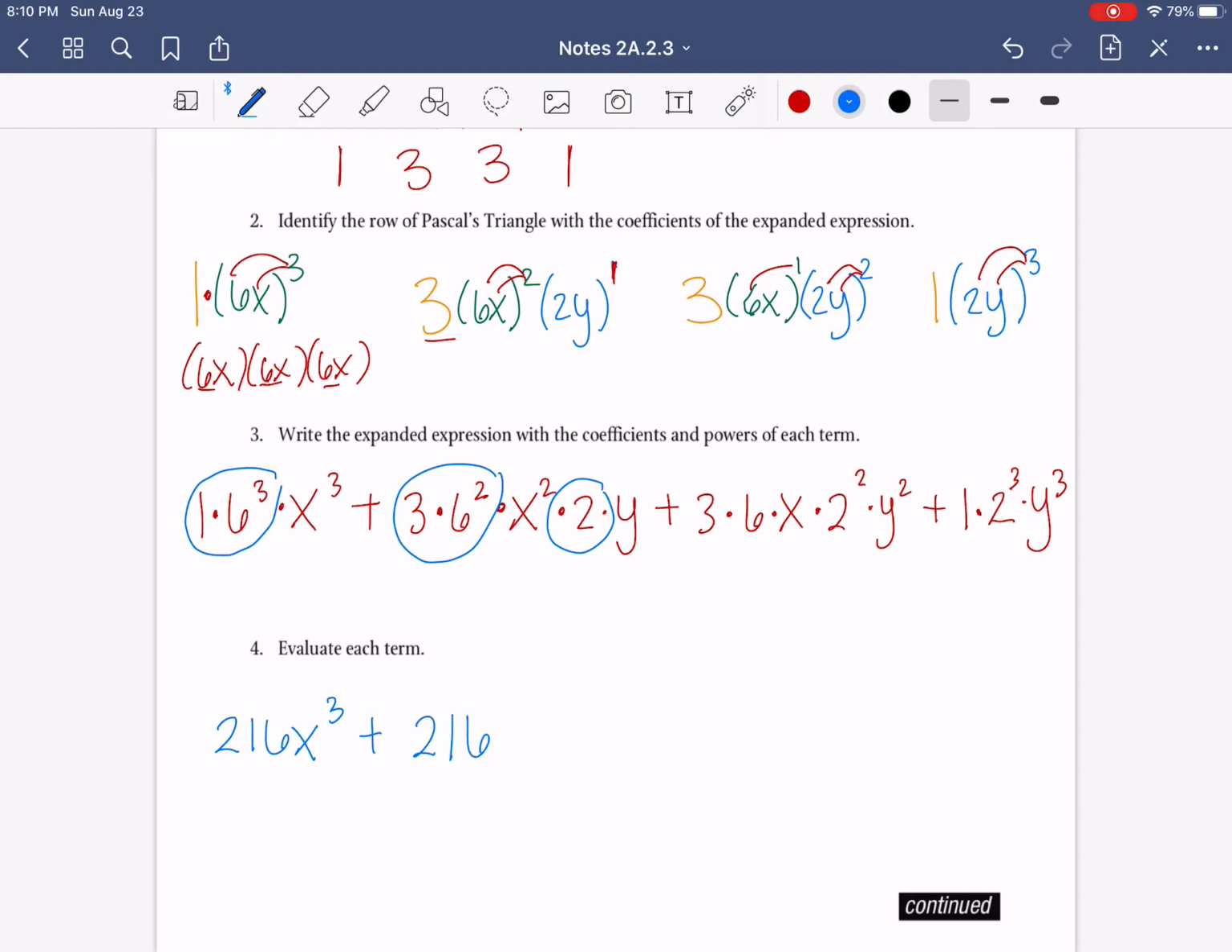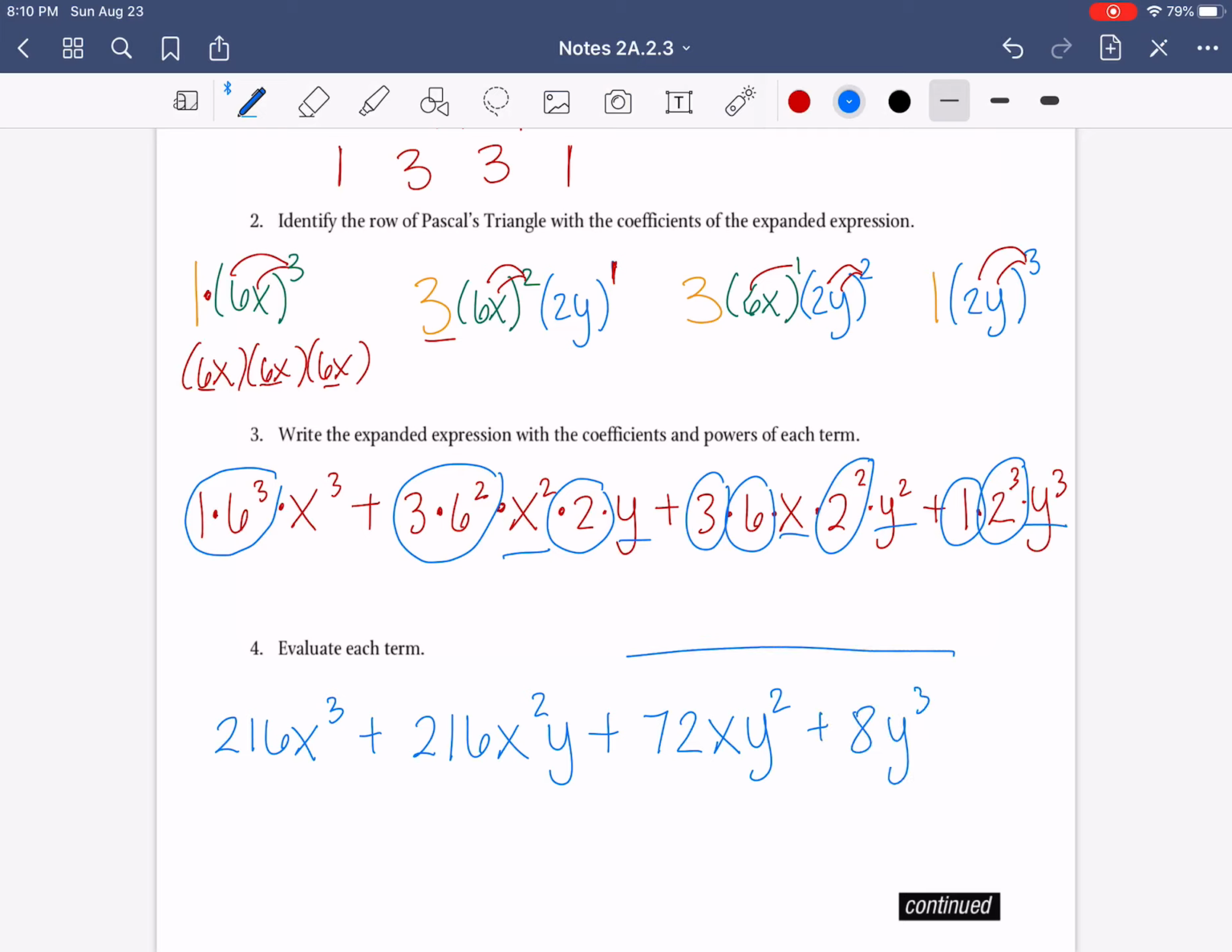And here we have x squared and then a y, so x squared y. Plus here we have 3 times 6 times 2 squared. 2 squared is 4. 3 times 6 is 18, so 18 times 4 is 72. And then we have xy squared. And then our last one is 1 times 2 cubed. 2 times 2 times 2 is 8, and 8 times 1 is just 8. And then we have a y cubed, and that's our final answer.